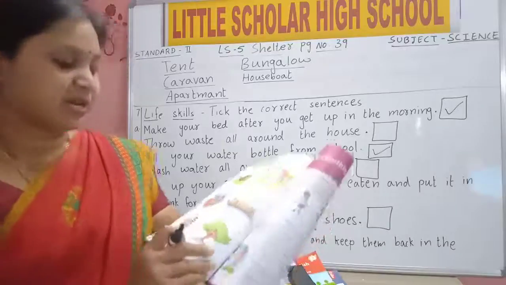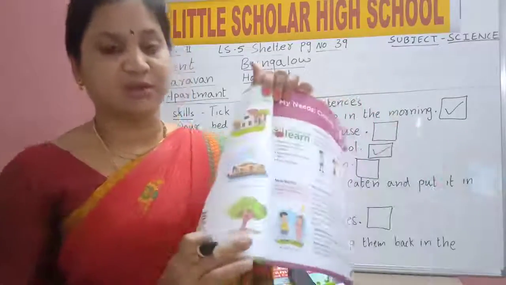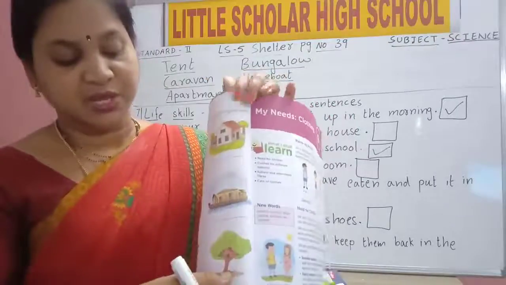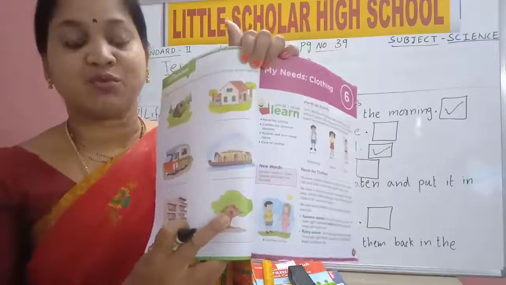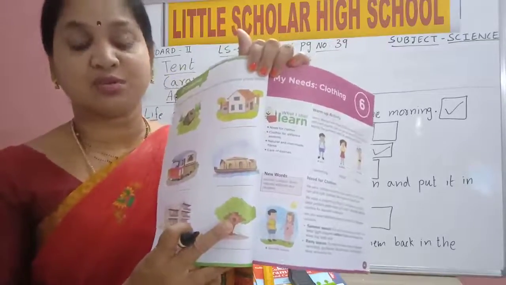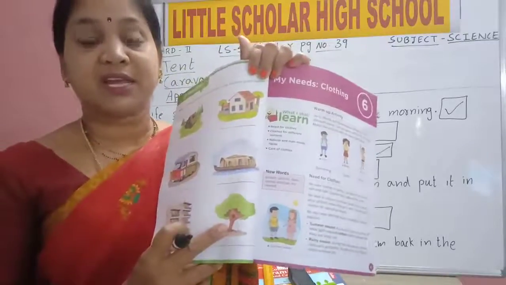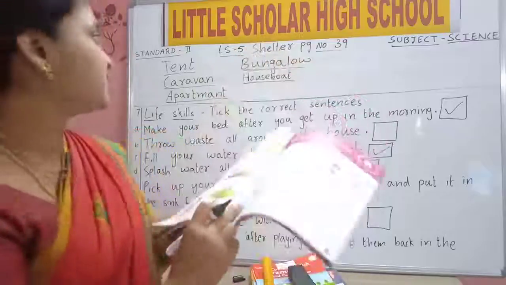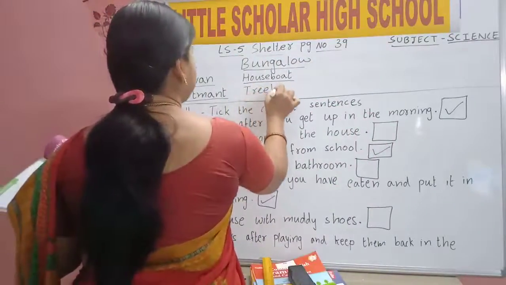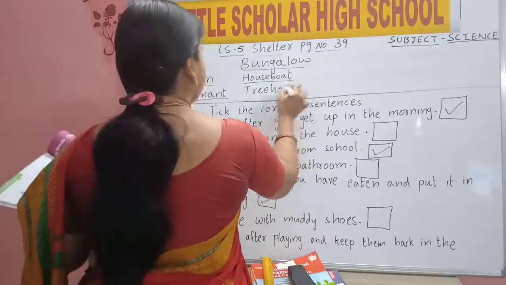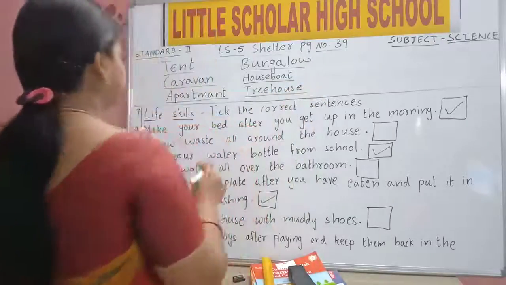Then, yes, you can see this last one. What is this, children? You can see a house on a tree. So what is this? Tree house. What is this house known as? Tree house.